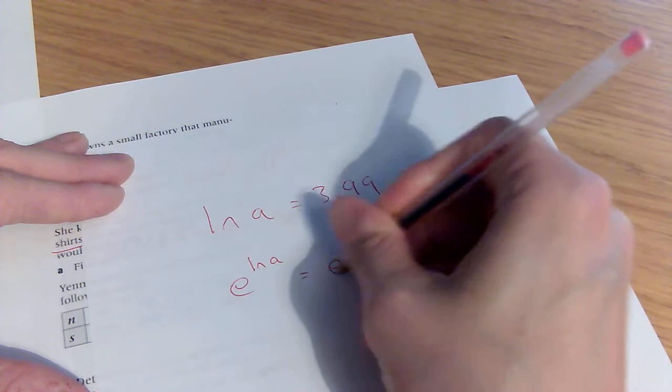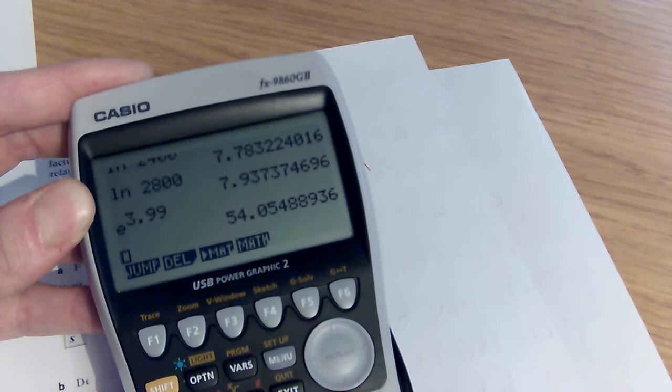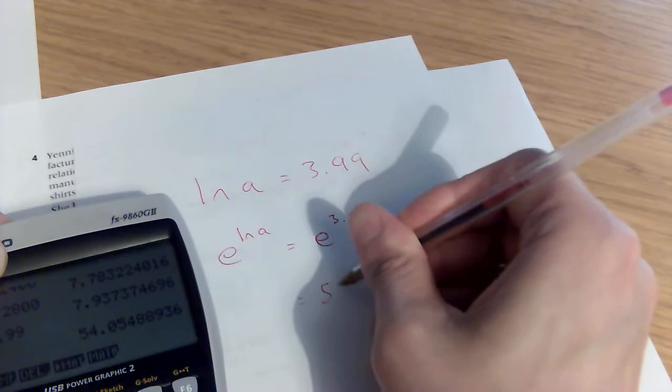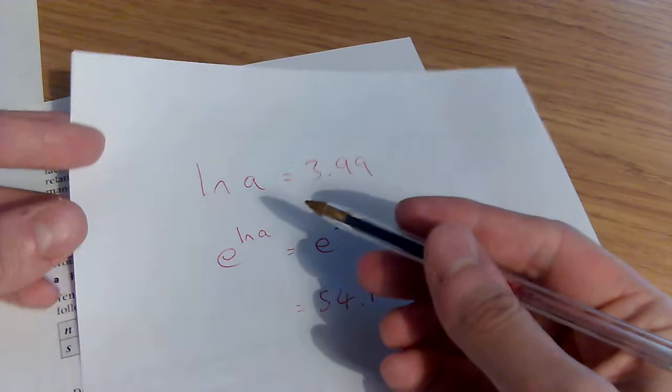Well, that's pretty easy to work out if we just go on the calculator and work out what that would be. So that's going to be e to the power shift, and that's 3.99. It's about 54.1 we'll go for. So that's that. Now, I said they're all inverse operations, so I didn't really need to do this step, but you can see why they're inverse operations now.